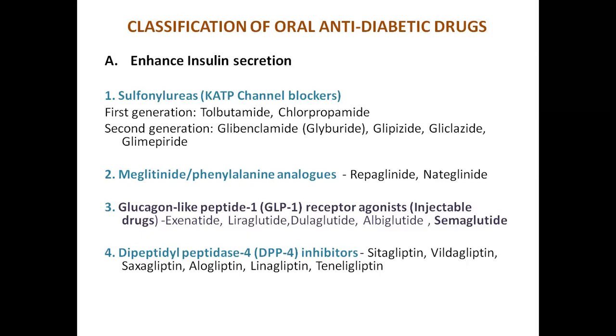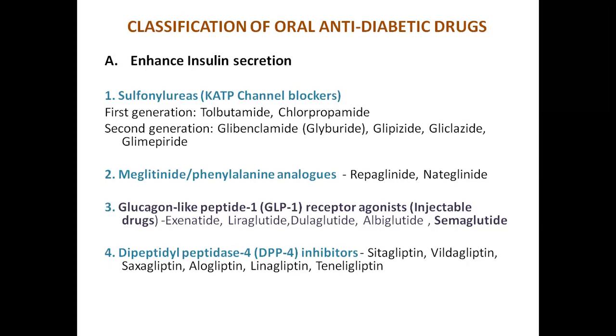Coming to the second category of drugs, meglitinides. They are repaglinide and nateglinide. And the third group of drugs, glucagon-like peptide 1 receptor agonists. Even though we have classified them as oral anti-diabetic drugs, these drugs are injected. They are given through the subcutaneous route. So please note down that glucagon-like peptide 1 receptor agonists are administered through the subcutaneous route, except for semaglutide. Semaglutide, we have both injectable as well as oral.